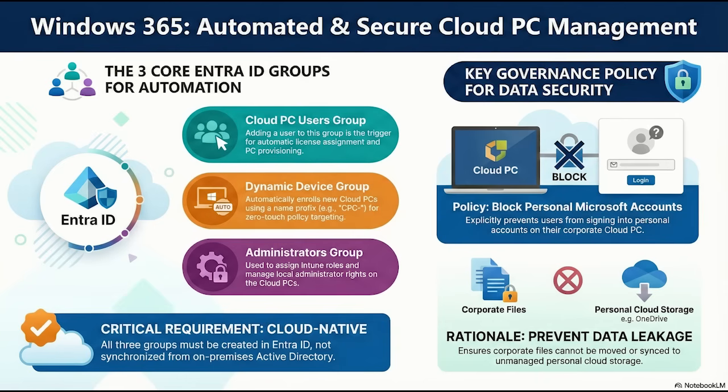That's the second group. A dynamic device group. Every Cloud PC provisioned in this architecture gets an automatic device name prefix. It's CPC, followed by an identifier. I see. Intune uses that prefix to automatically enroll the device into a dynamic group. This gives you zero-touch configuration. So when IT needs to target a policy, like a security update, they just target this CPC group, and only the Cloud PCs get it.